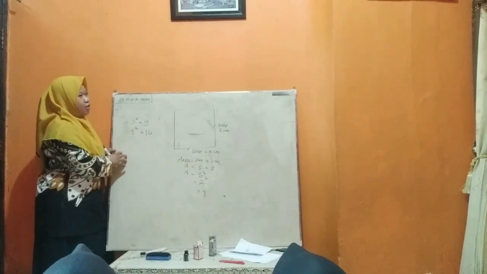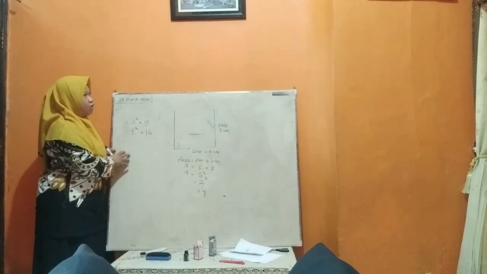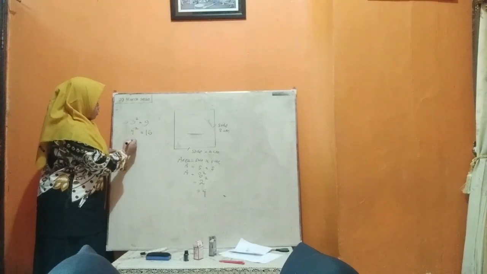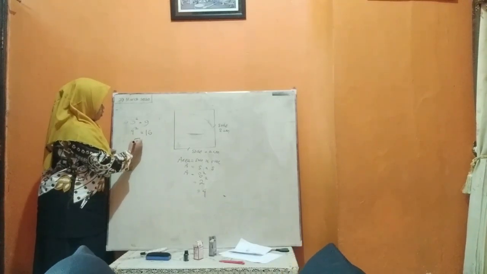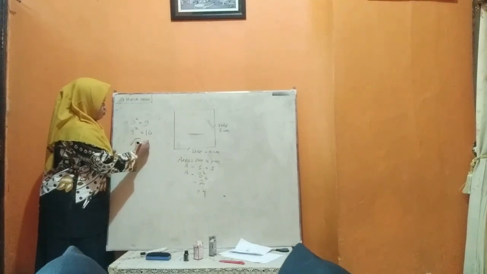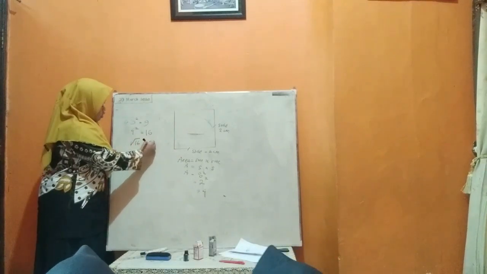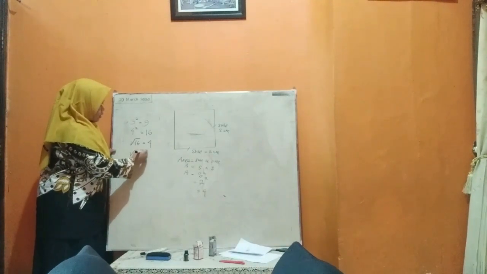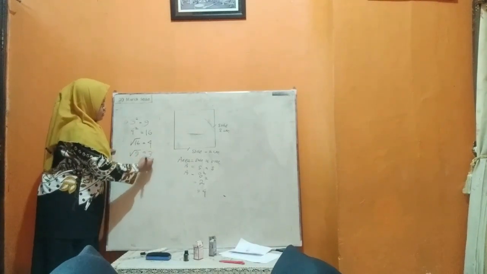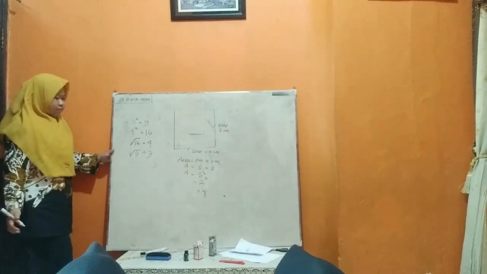Then I will remind you about the square root. The square root of 16 is equal to 4. The square root of 9 is equal to 3. Good.